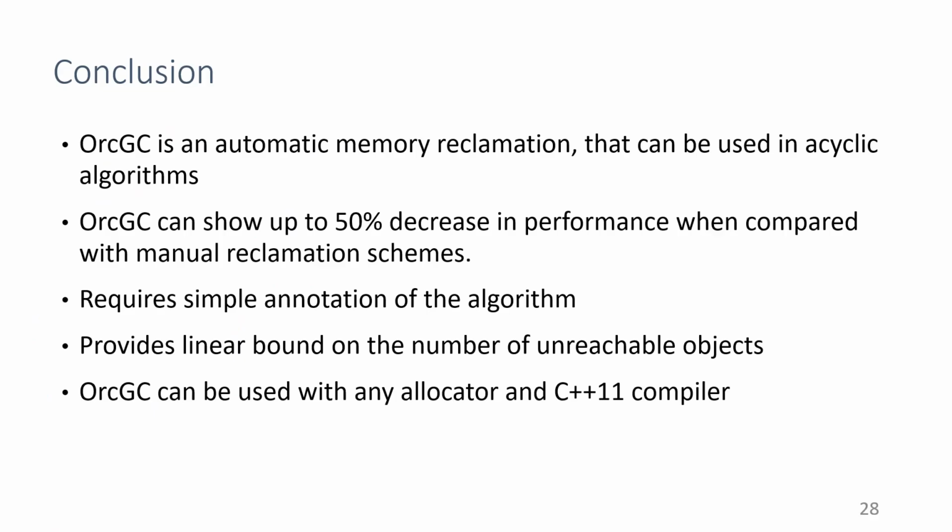In conclusion, OrcGC is an automatic memory reclamation that can be used in acyclic algorithms. It can show a 50% decrease in performance when compared with other memory reclamation schemes. On the other hand, it requires simple annotation of the algorithms, and it can be the only solution for complex algorithms. It provides a linear bound on the number of unreachable objects, and it can be used with any allocator and C++11 compiler.